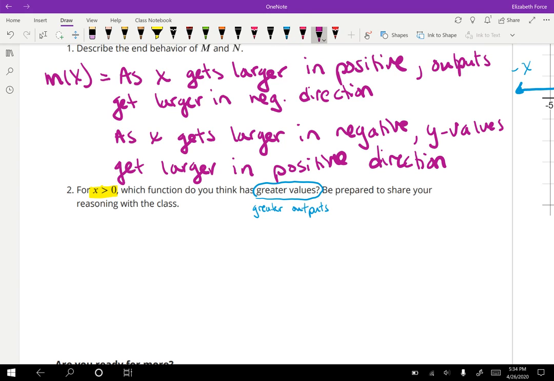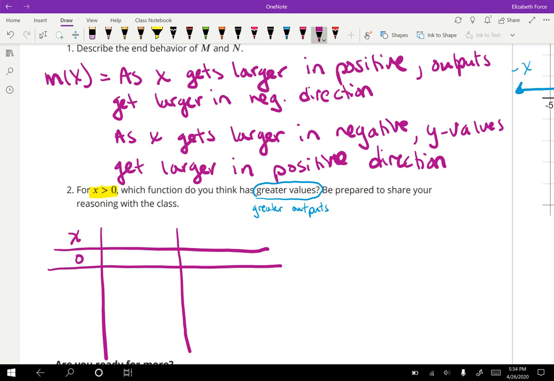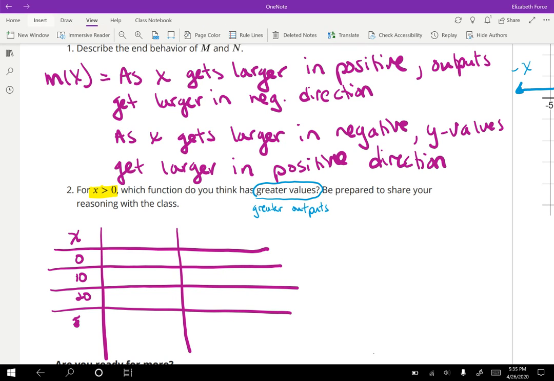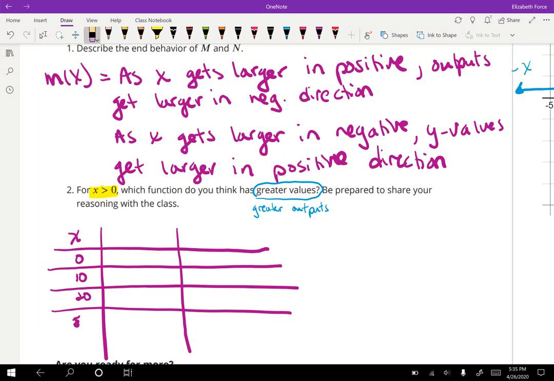So I think table of values are really helpful for this. So I'm going to make a 3-column table. I'm going to put x here. We're going to put 0 as one of the input values. And we want bigger than 0. So let's go 10. Let's go 20. Let's go 50. And then let's get really big. Let me erase that. And let's look at 100.